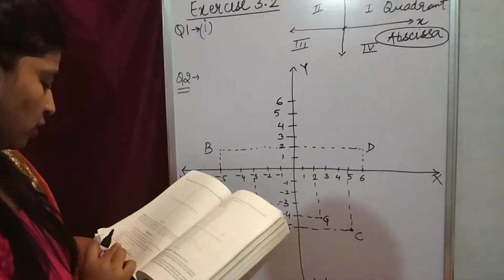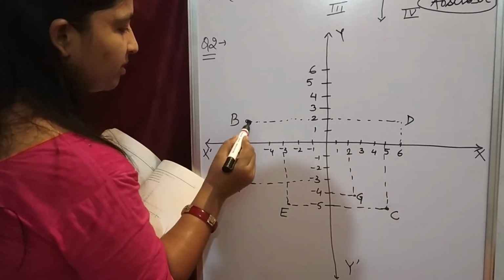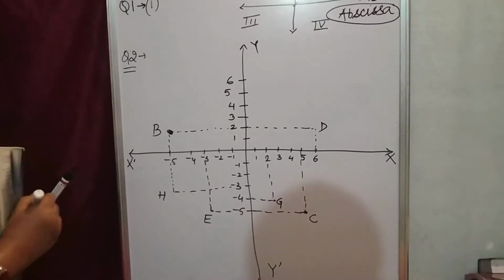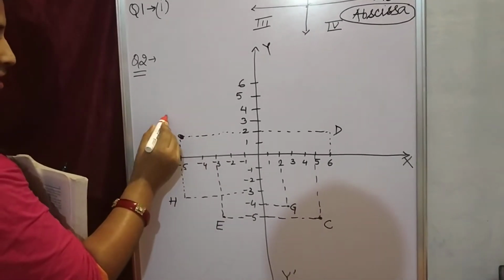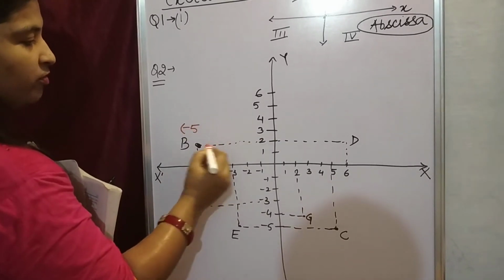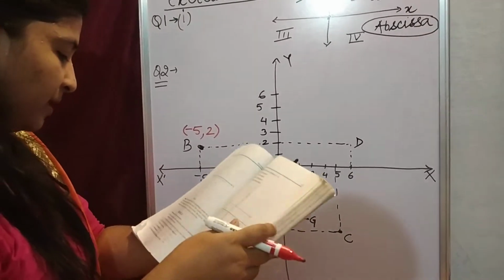Write the following: the coordinate of B. Can you see that coordinate of B? Always remember, we are always taking the x-axis first. Coordinate of B, can you tell me at which place it is meeting the x-axis? Yes, at -5. And what about the y-axis? Yes, at 2.